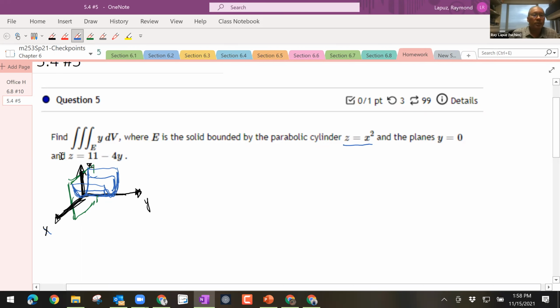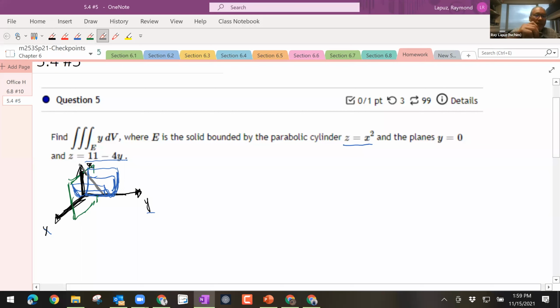Now the other plane is a little tricky, but it is still a cylinder in terms of the variables. There's a y and a z in there, and there are no x's. So that means on the yz plane, we can draw this line. This is just a line, z equals 11 minus 4y. So it has a z intercept of 11, and it has a slope of -4. So we can imagine on the plane, it'll be going down this way.